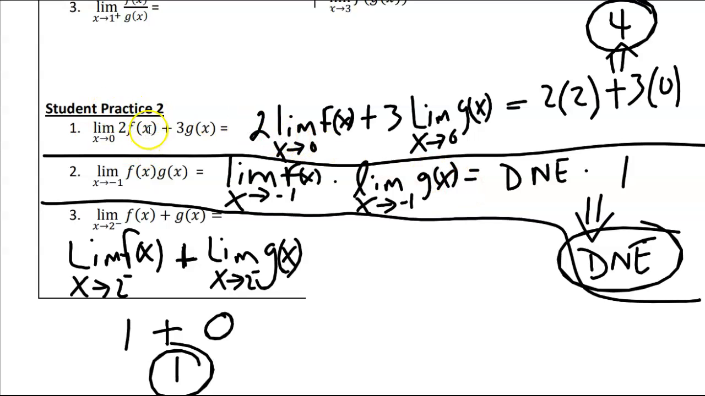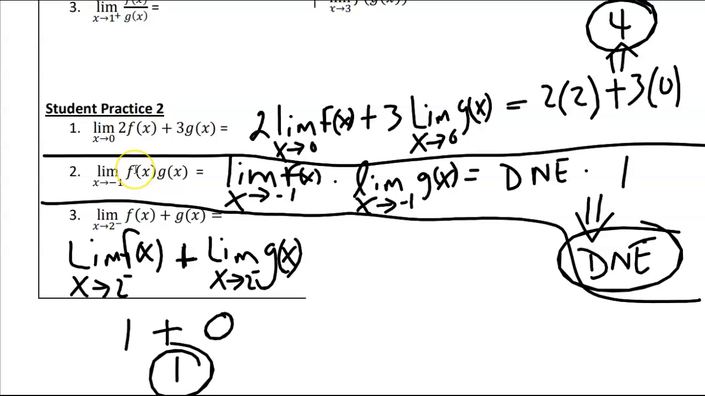Here we go. Number 1. So the first thing I'm going to do is I'm going to apply the property of the limits. I'm going to distribute this limit into both of these. So we have 2 times the limit of f plus 3 times the limit of g. That's the same thing as what we have over here. Now the limit of f, as you guys know, is 2, and the limit of g is 0. And then when you simplify this expression, 4.